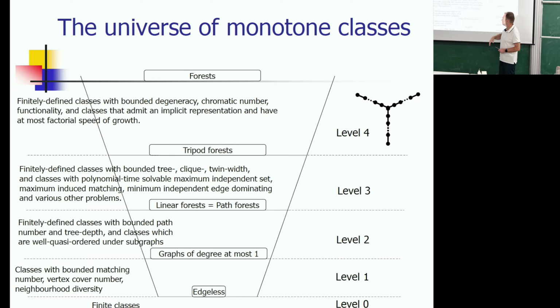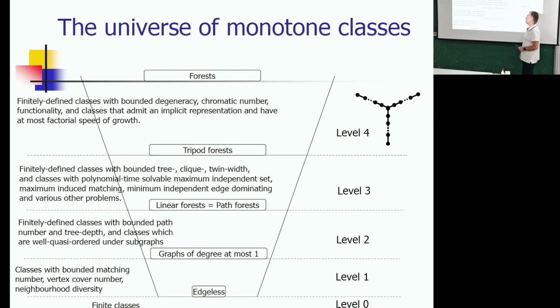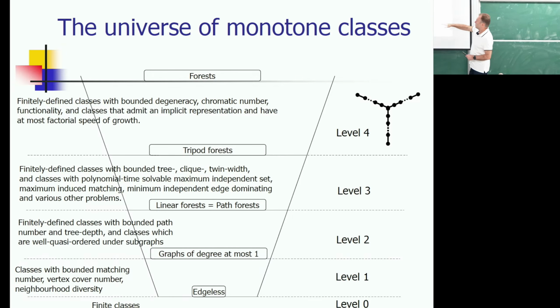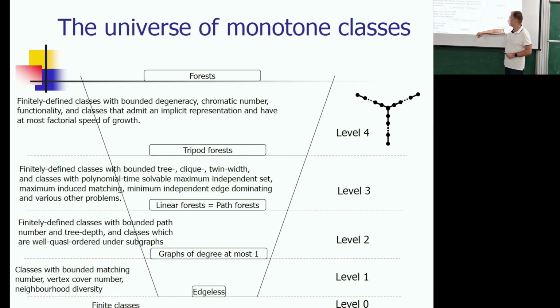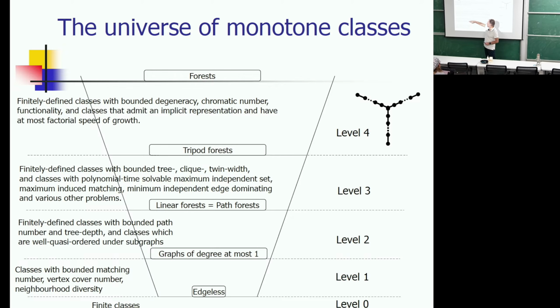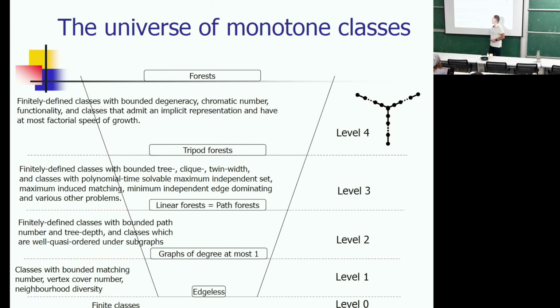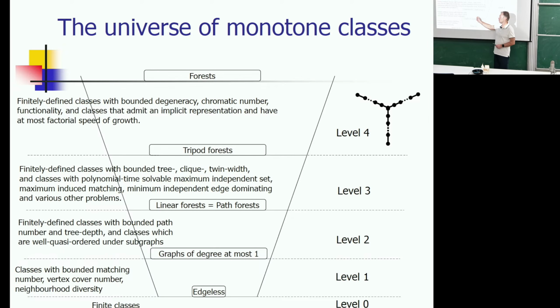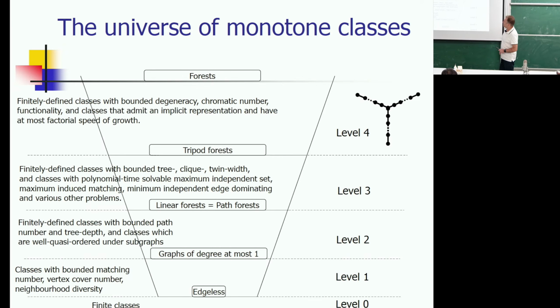I would like to avoid definitions because they are irrelevant here, but I can define these. So with bounded path number, tree depth, and these are classes which are well quasi-ordered under the subgraph relation. And the critical class here, linear forests or path forests. So any finitely defined class containing all linear forests are located above this line, and any finitely defined class, monotone class, excluding at least one linear forest, belong to this level. The next level is the most interesting one, perhaps.